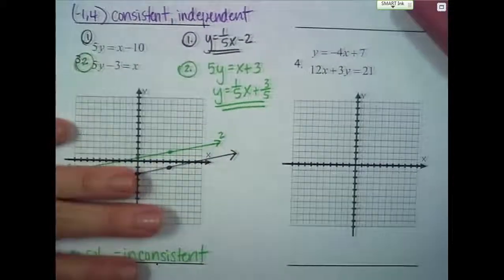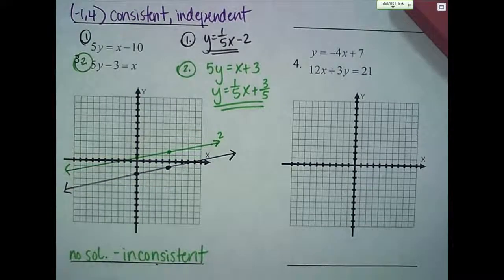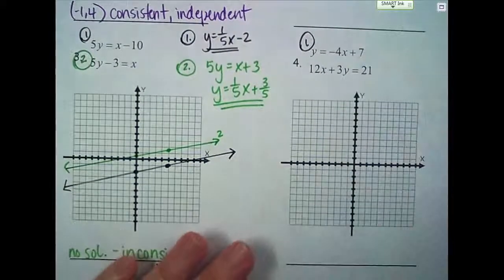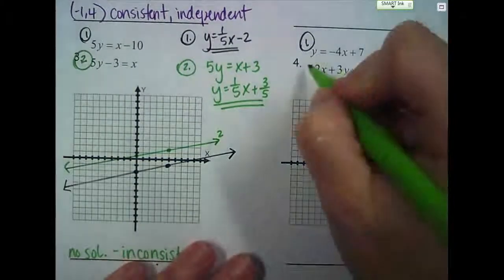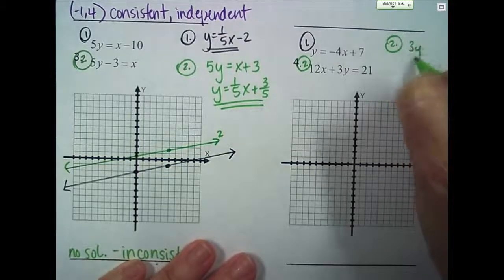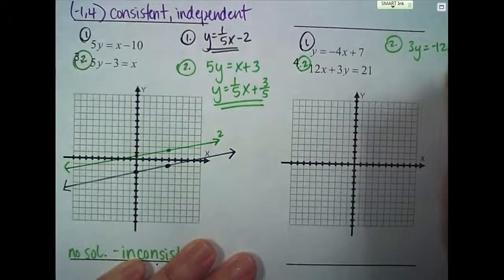Last problem like this that are equal. We're going to move it. Okay. This line here, number 1, is ready for us to graph. We don't have to do any work. Move to line 2 and solve for y. 3y equals negative 12x plus 21. Divide by 3, negative 4x plus 7.